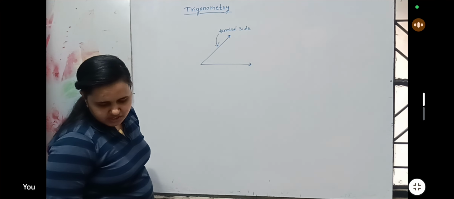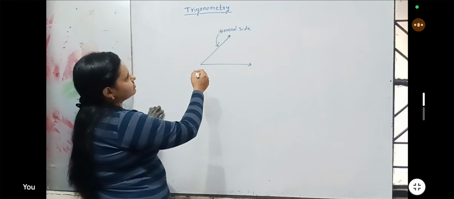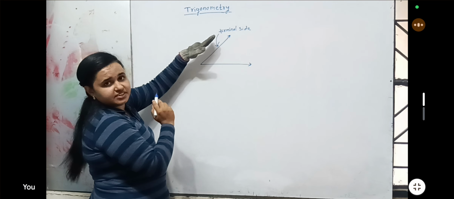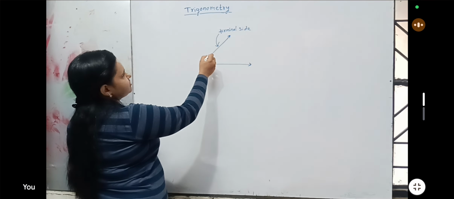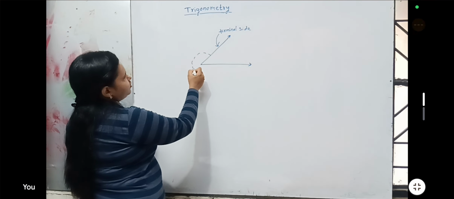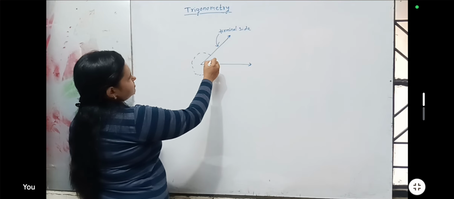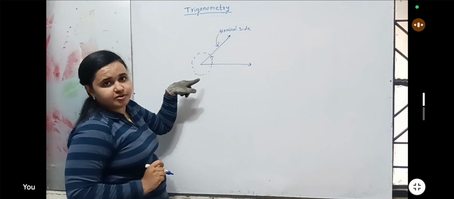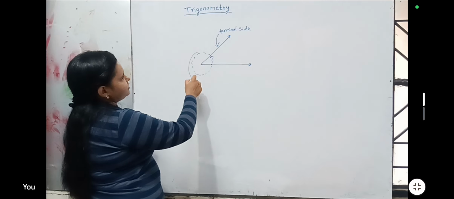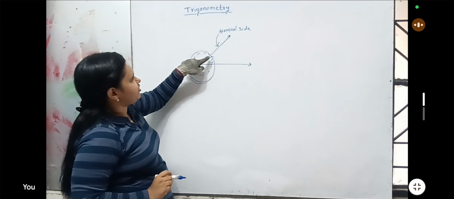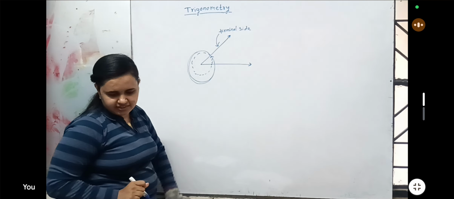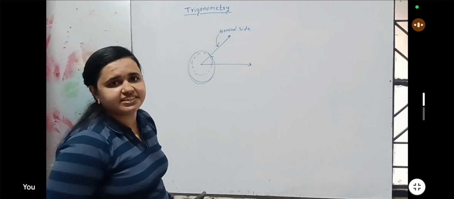So if this terminal side is completing one revolution, that means a complete revolution. How much will it be? It will be 360 degree. It is completing one whole revolution. That means it will be 360 degree. Okay. That means the angle is 360 degree. Okay.